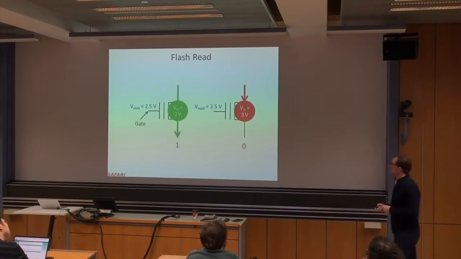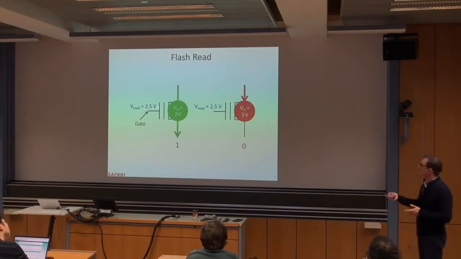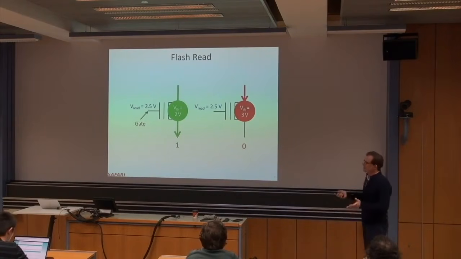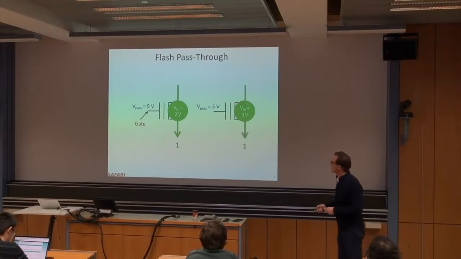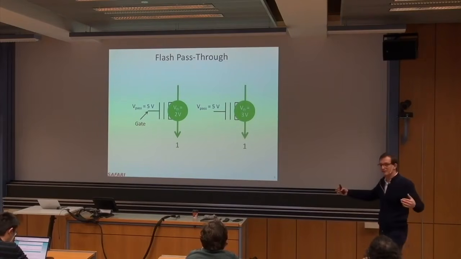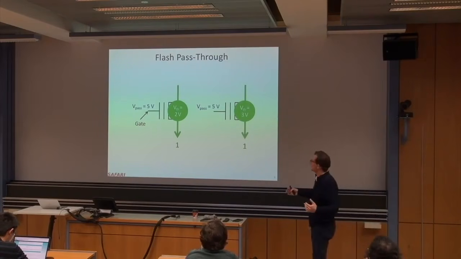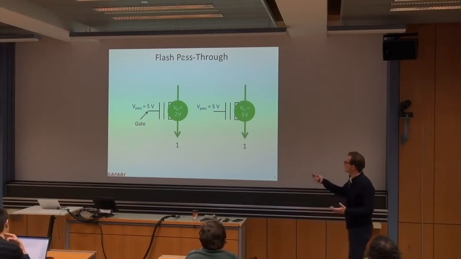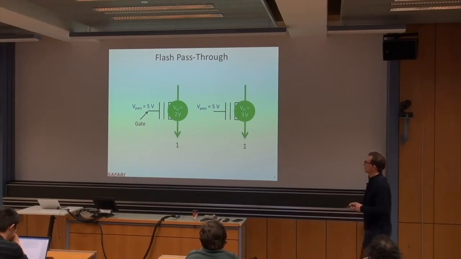So pass-through is how you can distinguish the value. But if you don't want to read a row, what you do is kind of obvious. Pass-through means you apply a very high voltage that's higher than any value any cell is programmed to, and then you make sure that the cell turns on and passes through what's coming over here. That's the idea.